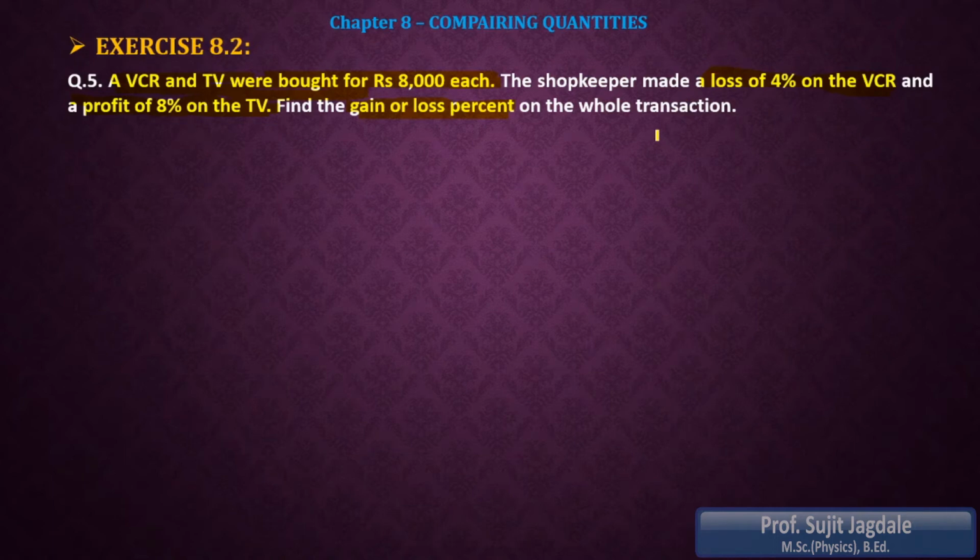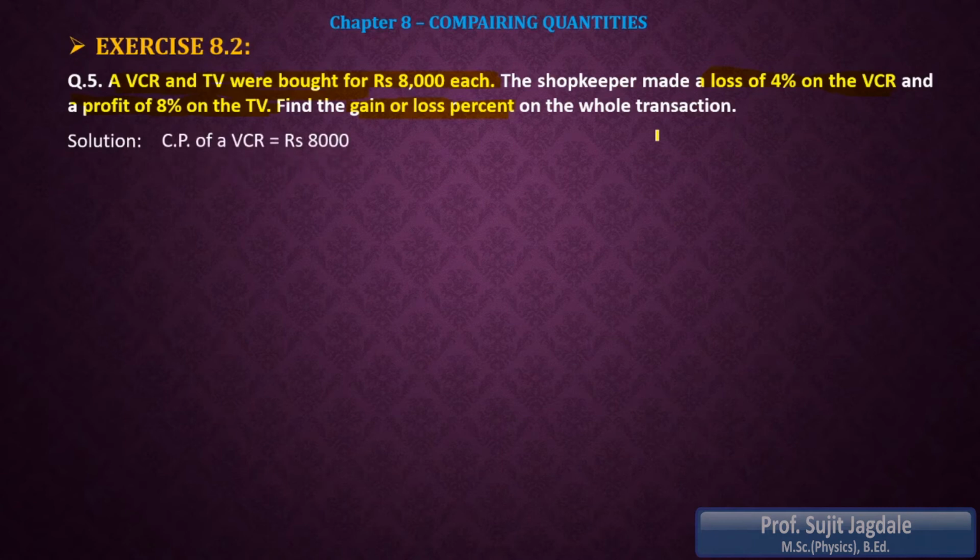So that's why first of all I am going to calculate the loss for that VCR and the profit for the TV separately, and afterwards I am going to combine it. That means first of all I am going to find out SP for both the articles, and then I will combine CP and SP. Then you can easily identify that if SP is greater than CP, then gain is there, and if SP is less than CP, then obviously there will be a loss. So we will start the example.